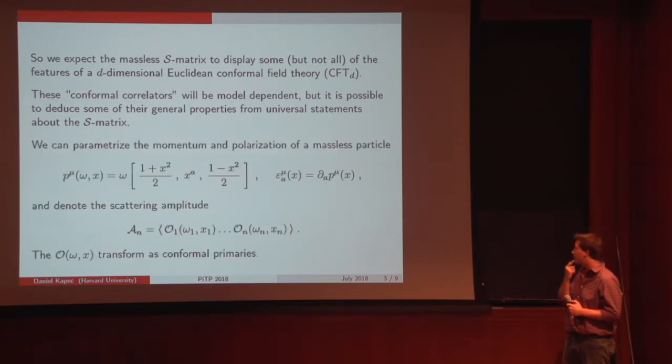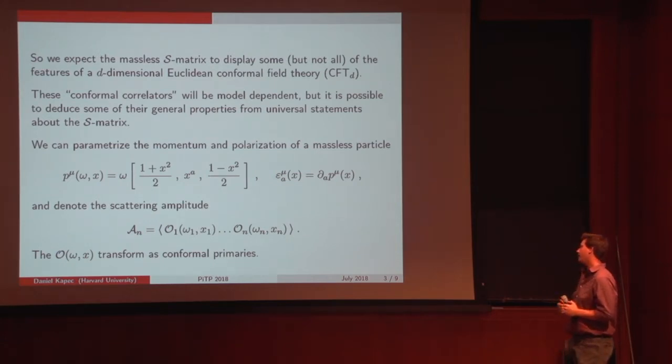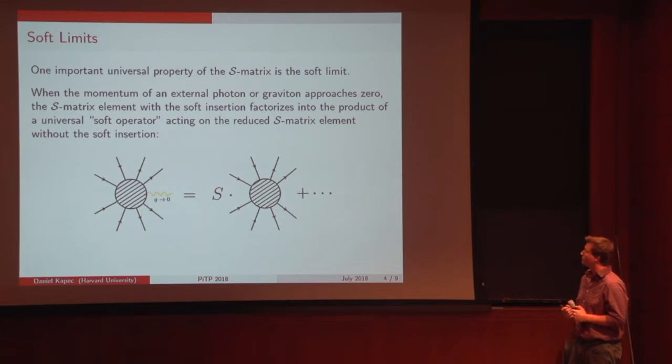So to be concrete, I'll parameterize the momenta of massless particles in this way. This x is basically a coordinate on the transverse spacelike cuts of scri. So it basically tells you the point at which the particle pierces the boundary. And then I'll rewrite the scattering amplitudes in this suggestive way. And then using techniques familiar from the embedding space formalism, you can show that these operators transform as conformal primaries. So let's do an example.